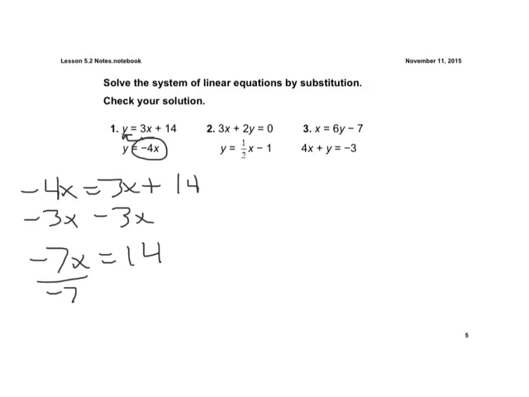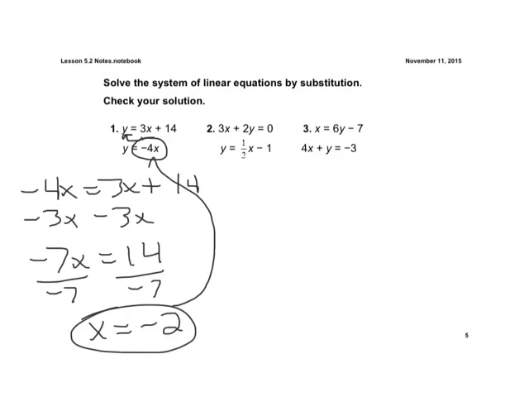Divide by a negative 7. Divide by a negative 7. X is negative 2. Okay, we have our x value. We need our y value. Substitute this in for the more simple equation. I would say it's the second one. So let's substitute in there. So now y is equal to a negative 4 times a negative 2. So y is equal to a positive 8.